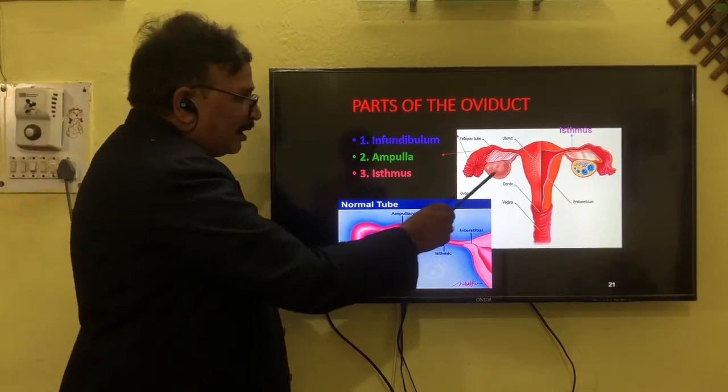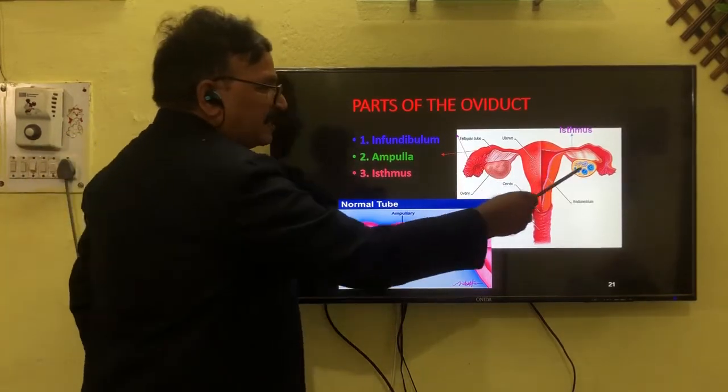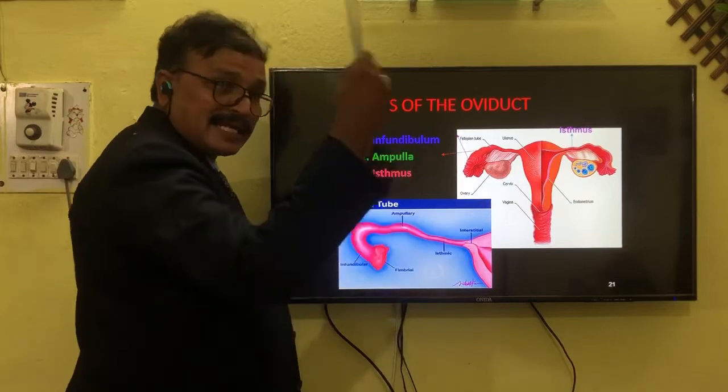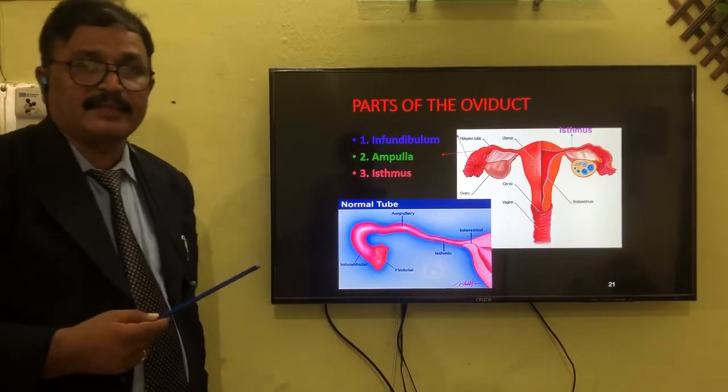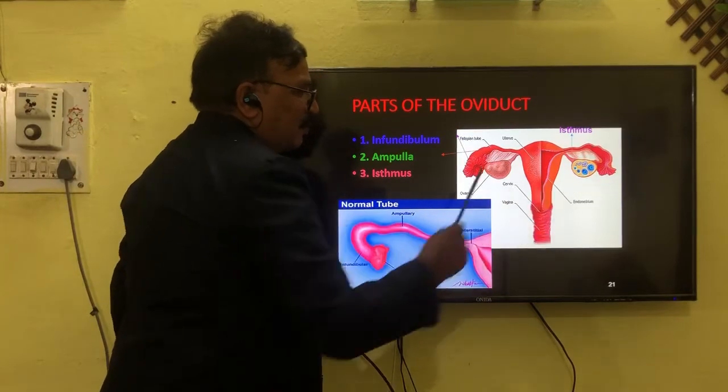Now, each ovary produces one ovum. For example, this month, this ovary has released one ovum. Next month this ovary will release, like that. Now, how is this ovum released here taken by this fallopian tube?